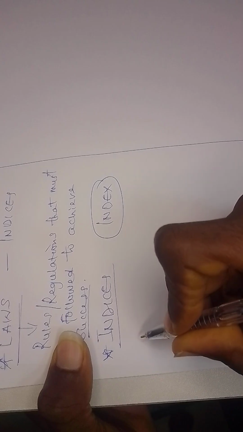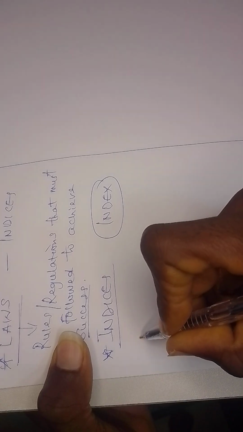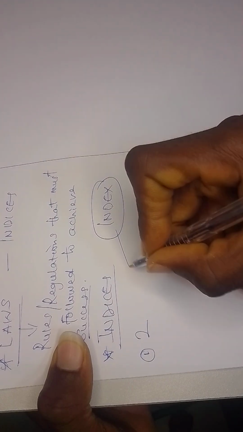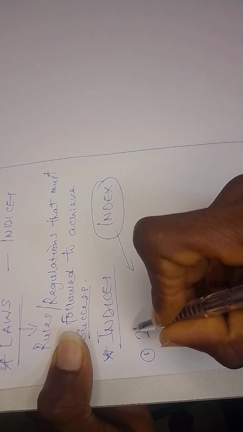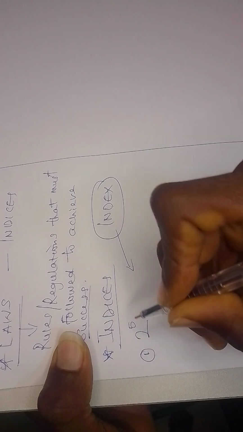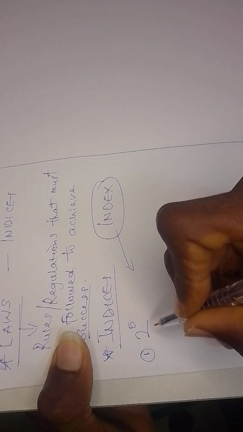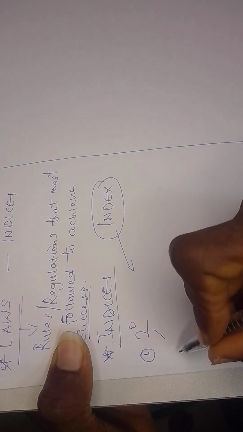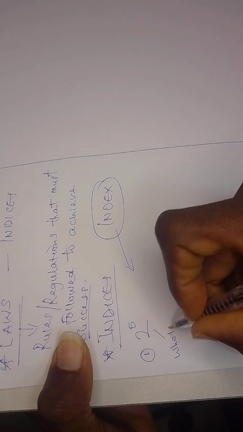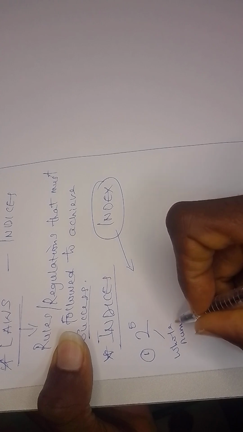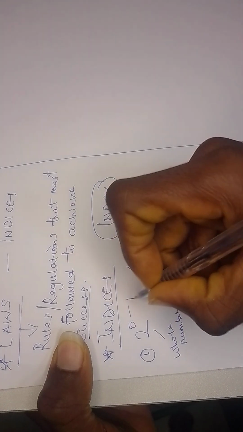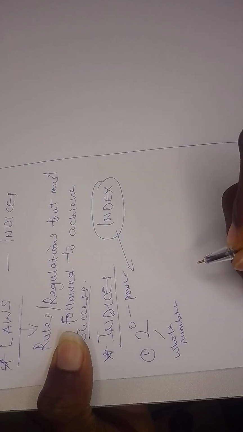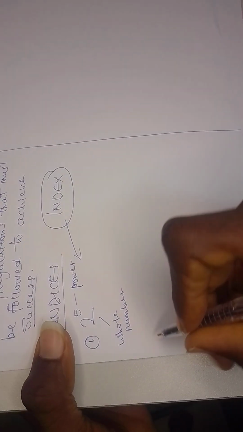For example, if you have something like this, let me call this example 1, still on index, 2 raised to the power of 5. This is an index. This is the whole number, and this is the power. So together, we refer to it as index.